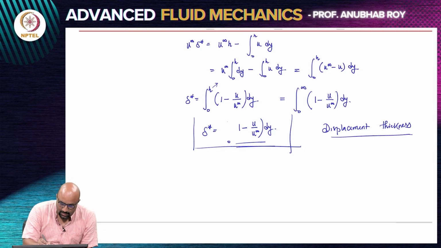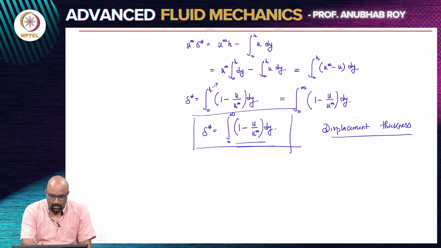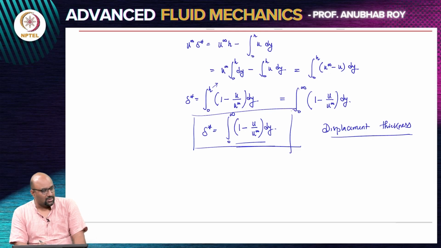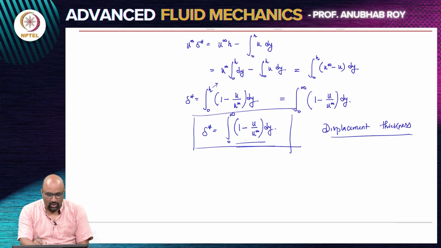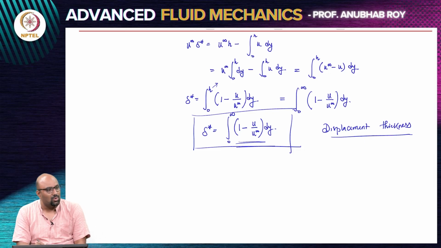Sorry, the limit will be 0 to infinity. So this is basically where it comes in terms of your experiments, or if you are doing some full numerical calculation, that you measure the fluid velocity in the x direction at a given point. You measure the streamwise velocity in the direction perpendicular to the plate. Once you have a measurement of that velocity, you can compute this, and this will actually give you the displacement thickness at a given x location.